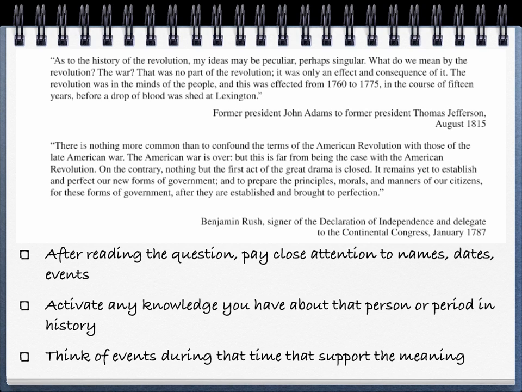So what I'm going to ask you to do is, as you read these, pay attention to names, dates, and events. Underline those things. This should activate any knowledge that you have about the person or the period or the event in history. Think of events during that time that support the meanings that are being given by these 2 men. Think about what they're saying, and think about the events in history that actually support what they're saying. So let's look at an example of that active reading process.